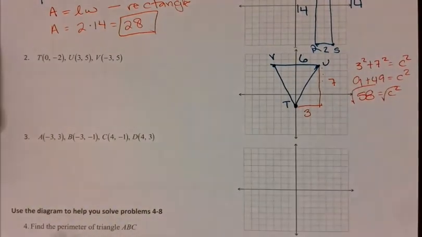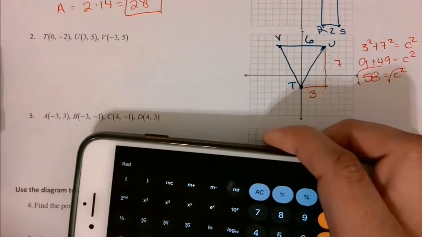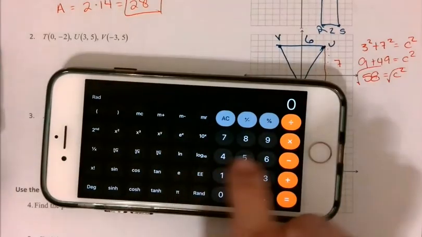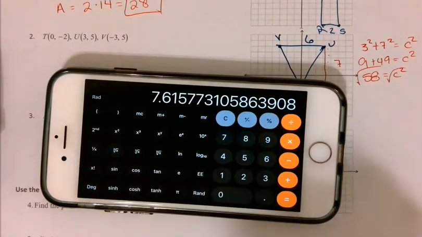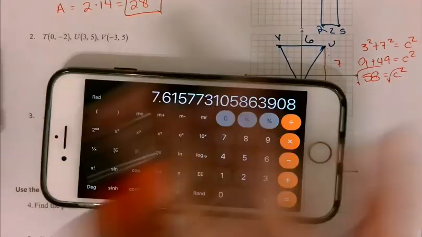I'm going to go ahead and do this on my phone. Remember from the last video that I used my calculator on my phone because you guys probably don't have graphing calculators at home. So what I'm going to do is I'm going to do 58, and then I type the square root, and I get 7.6. I'm going to round to 1 decimal place.